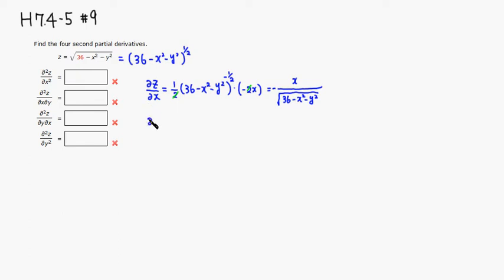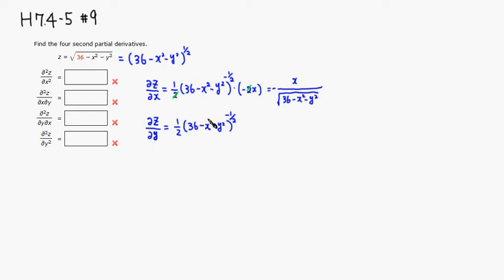Let's do a partial with respect to y too. It's very similar. Partial with respect to y. Same thing. So 1/2 in front. Keep the same quantity, 36 minus x squared minus y squared. Raise it to the negative 1/2 power. Subtract 1 from the power.